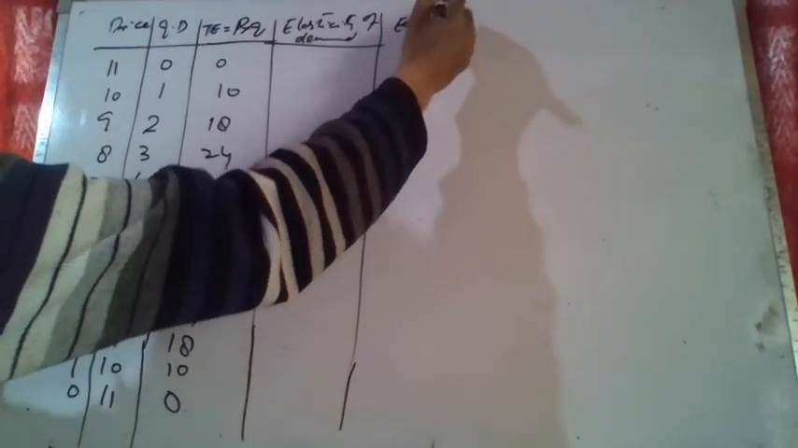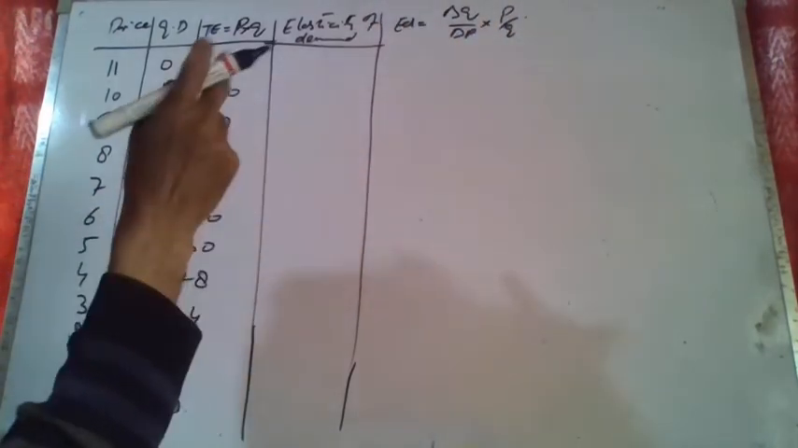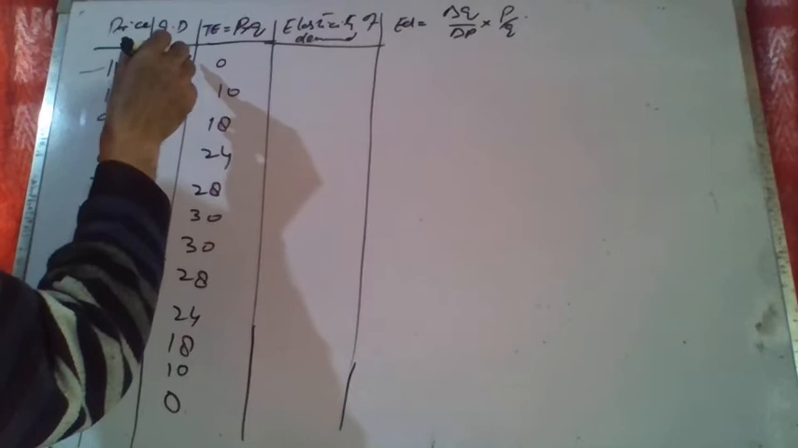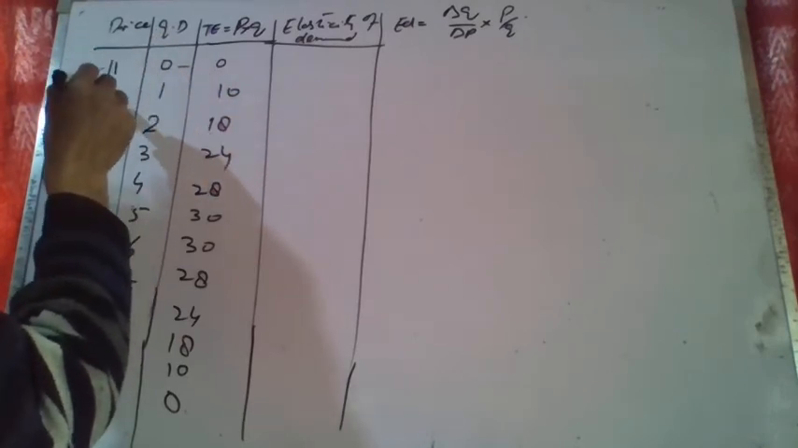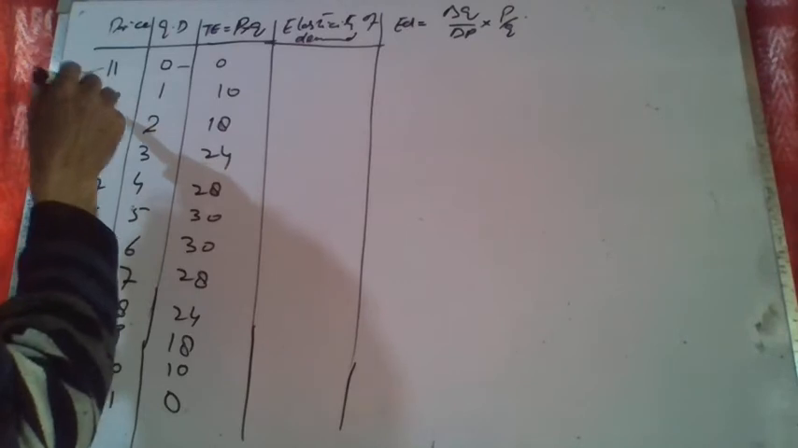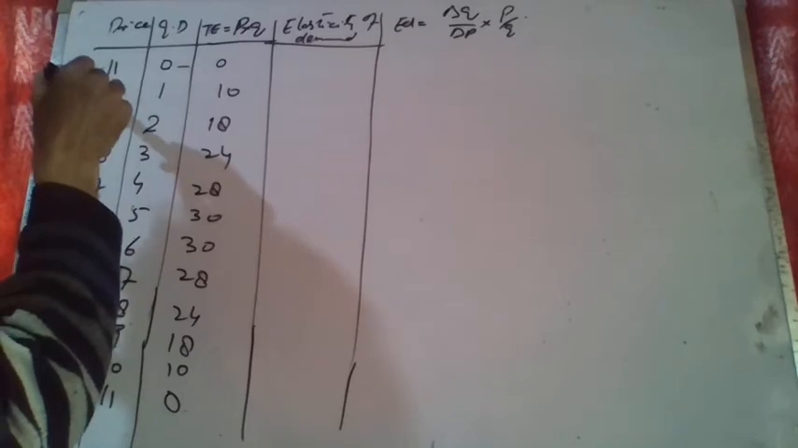So how do we measure the elasticity of demand? We have a formula: elasticity of demand is delta Q by delta P into P upon Q. But sometimes this formula gives us misleading results. For example, if we take price 11, quantity demanded 0, the price changes from 11 to 10, and quantity demanded changes from 0 to 1. If we interchange this, taking price 10, quantity demanded 1, and price 11, quantity demanded 0, this will give us misleading results.